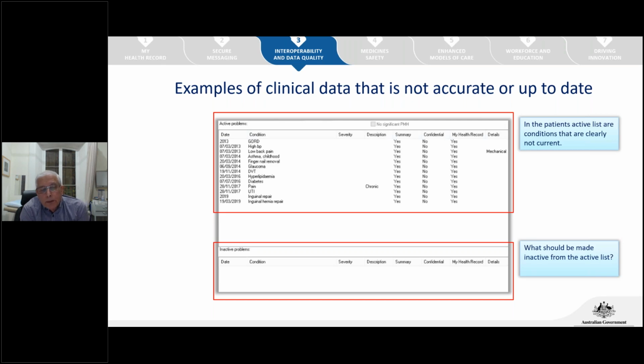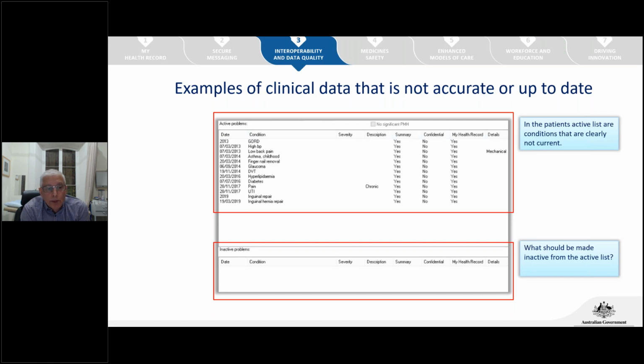Sure. I think the important thing is, and certainly in Medical Director and Best Practice, you can separate out things that are inactive, such as past events or conditions they've had and that are resolved, or procedures, which are a classic example of in the past. So in this case, you can see at the bottom the inguinal repair. First of all, it's a duplicate, and so that will appear twice on the summary.